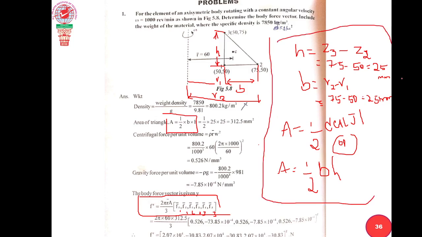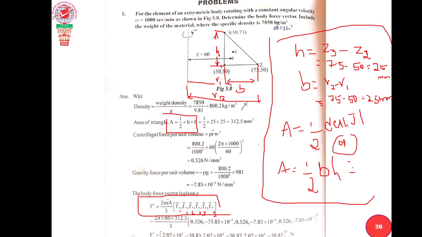Otherwise you have to find out the Jacobian matrix determinant, divided by 2. If you do it, you will get the same thing. Instead of that we directly took B into H, that's all. Clear? Now therefore, area of the triangle equals half into B into H.